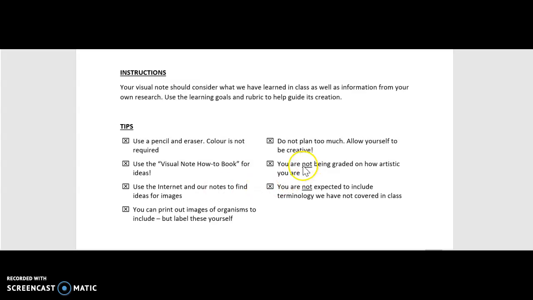Now on the right side, I'm putting here you shouldn't plan too much. The whole point of a visual note is that it is sort of organic. It comes out the way it's meant to come out. It's not something you have to plan like a poster. It's not really meant to be that. You're not being graded on how artistic you are. If you've seen my drawings, I'm not a good drawer, so I'm not grading you on how well you can draw. I'm grading you on the other criteria, which we'll get to.